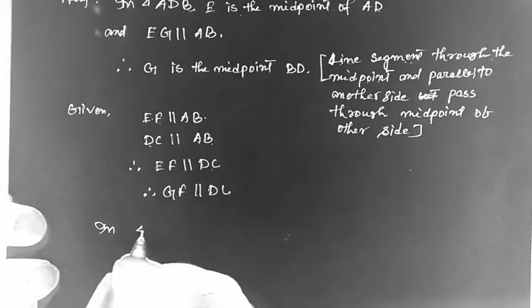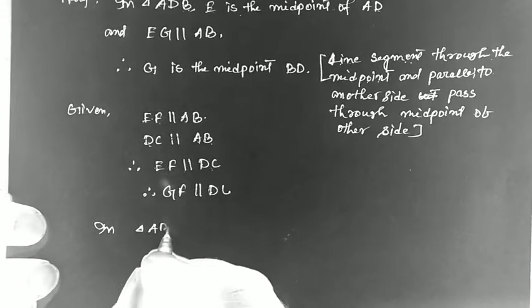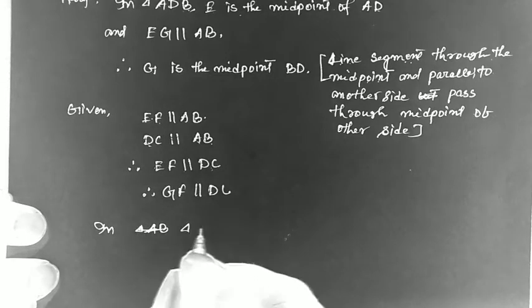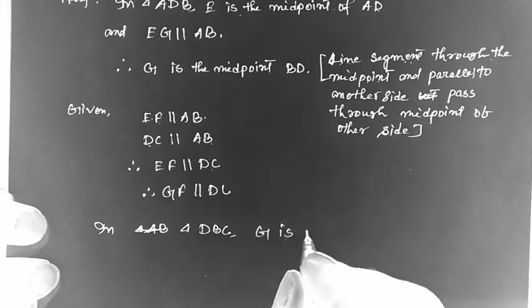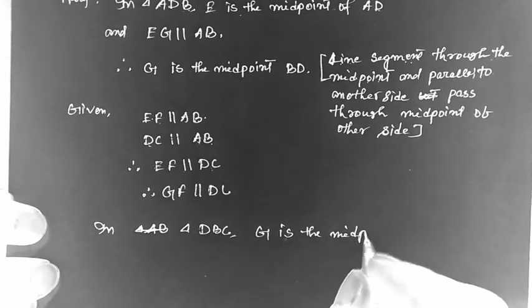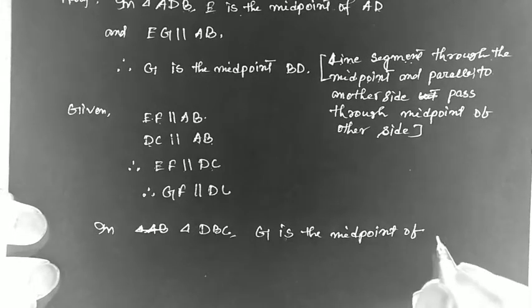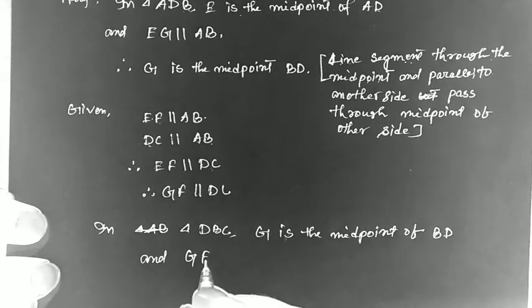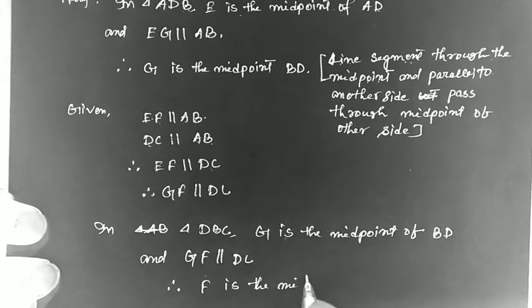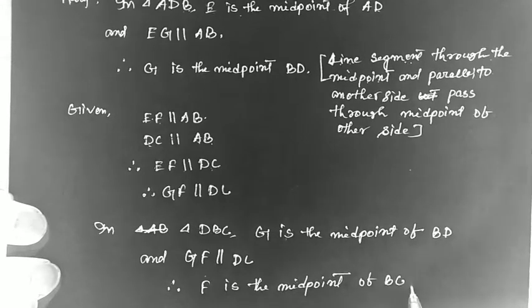So in triangle DBC, G is the midpoint of BD and GF is parallel to DC. Therefore, we can write F is the midpoint of BC. That's it.